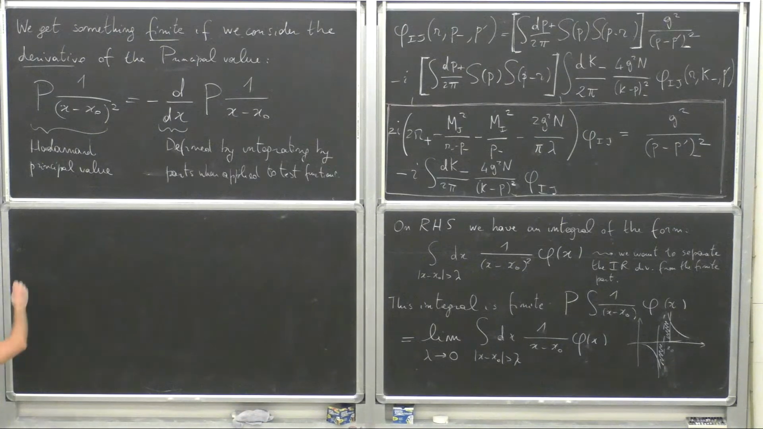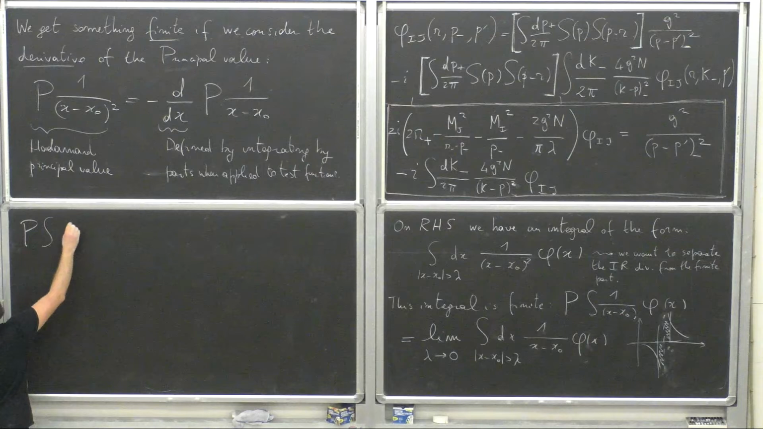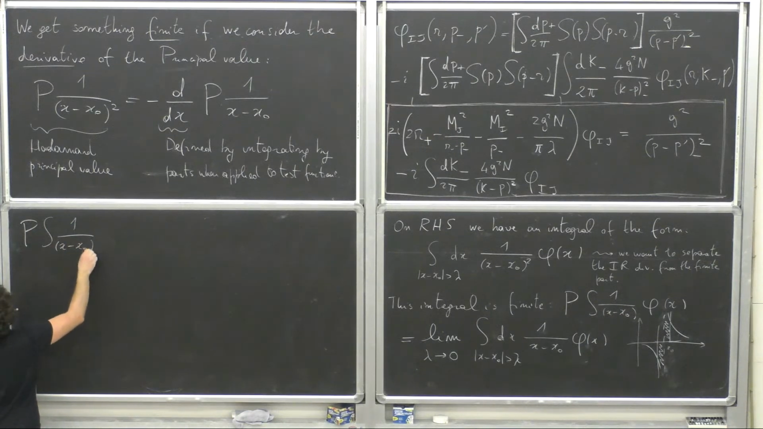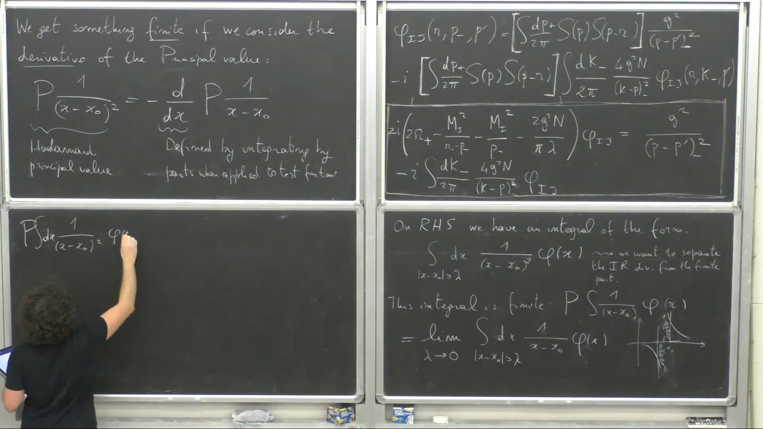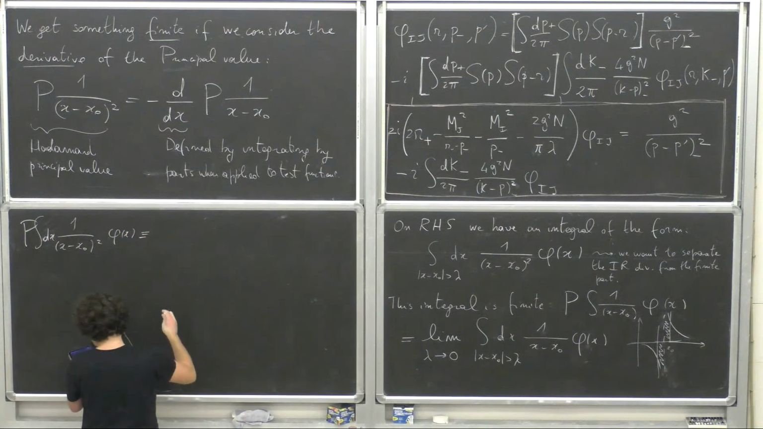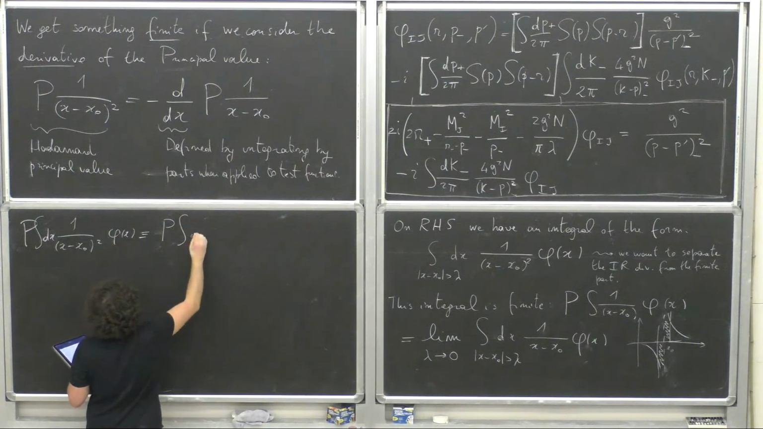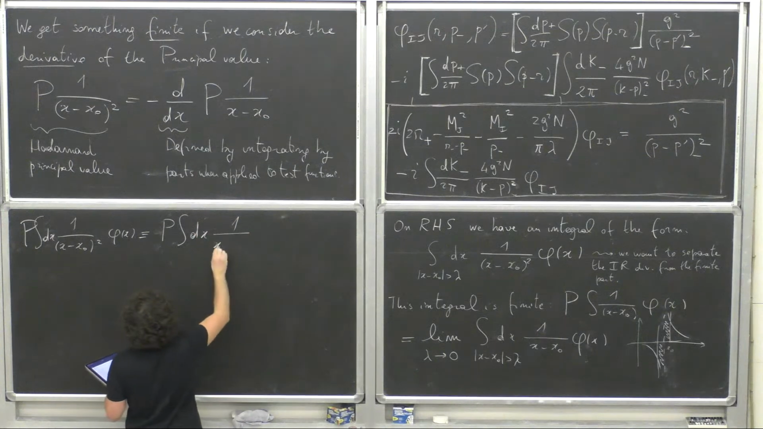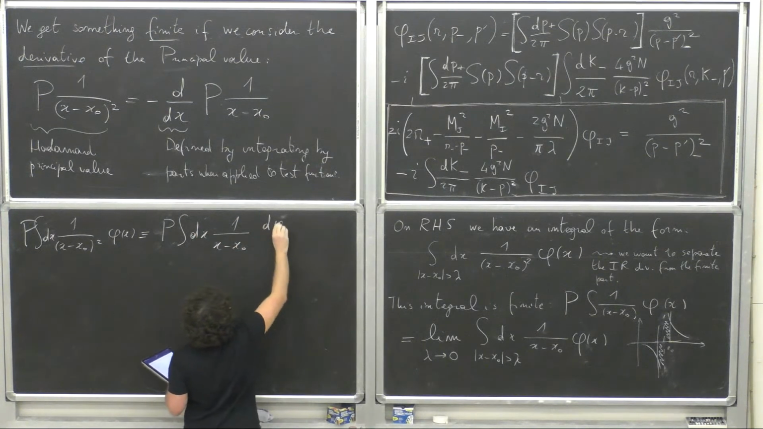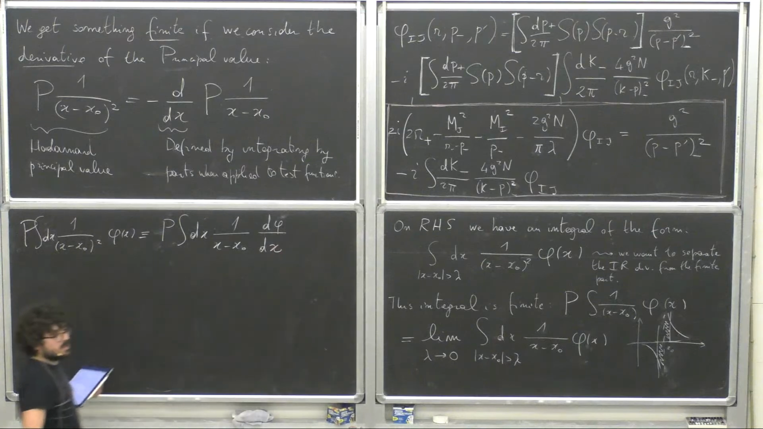So if we apply this to a distribution, sorry, to a test function, okay, by definition, we define it to be the derivative of that. So this gives us this formula. This is just the principal value applied to the derivative of phi. Okay, so that's just a definition. Did I miss a minus? No, I think I didn't miss minuses. Okay, so that's just the definition.